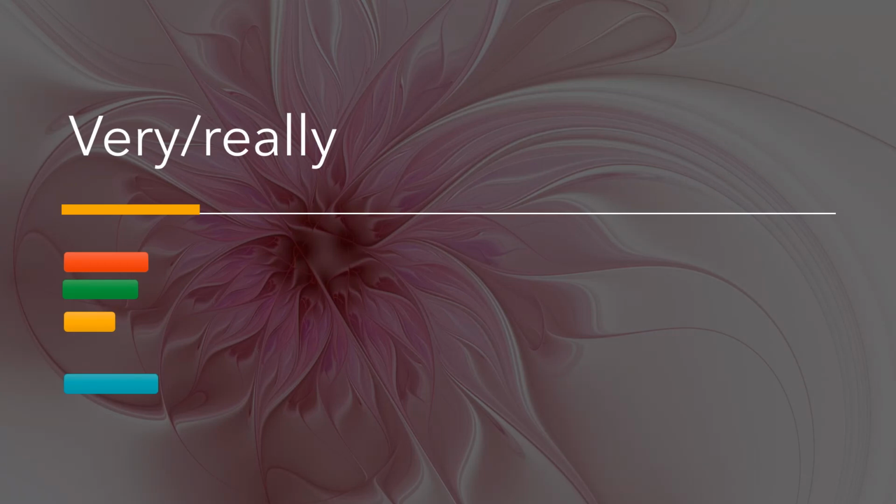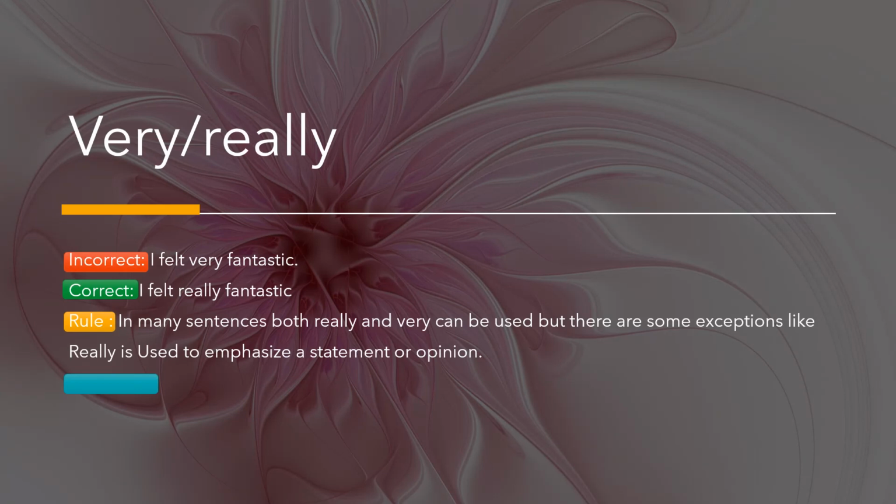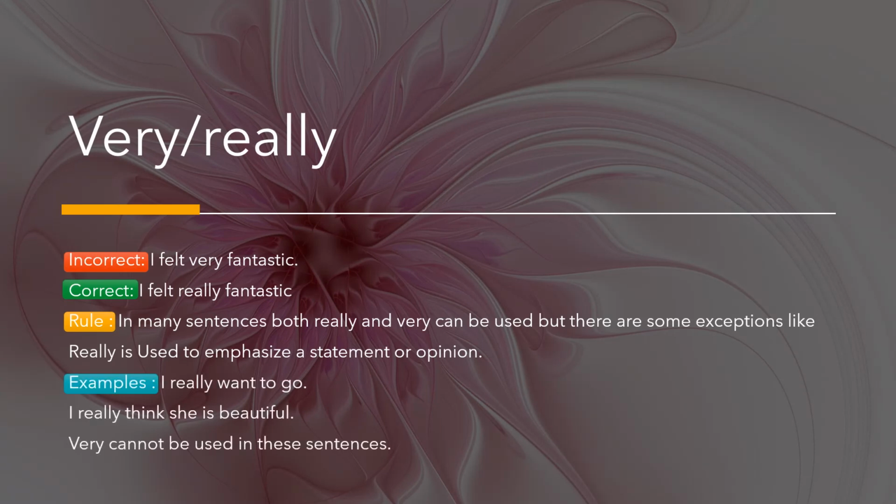Very and really. I felt very fantastic. I felt really fantastic. In many sentences, both "really" and "very" can be used, but there are some exceptions. "Really" is used to emphasize a statement or opinion. I really want to go. I really think she is beautiful. "Very" cannot be used in these sentences.